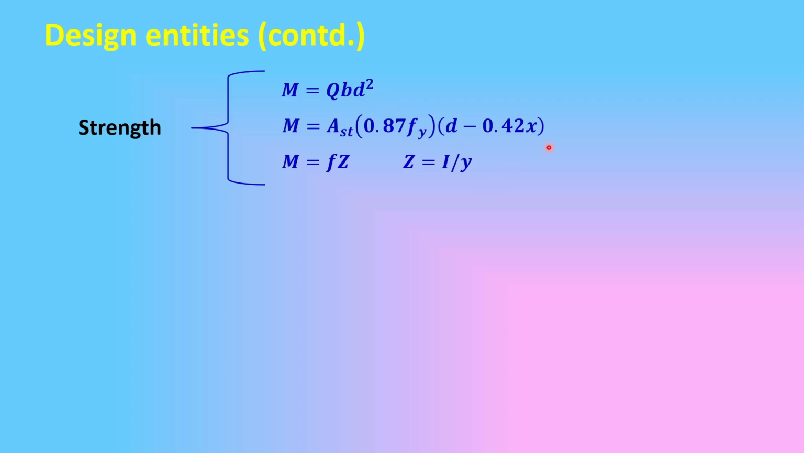Similarly, moment of resistance can be given in terms of steel. In that case, moment of resistance is given by the second formula, where the area of steel is coming into picture, Fy is coming into picture, and the distances, the lever arm and the neutral axis depth. For a steel section, moment of resistance is given by permissible bending stress into modulus of section Z equal to I by Y. So these are the strength formulae practically.